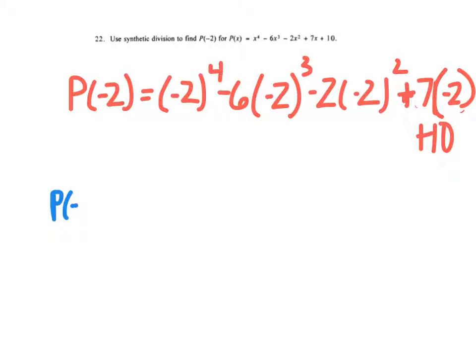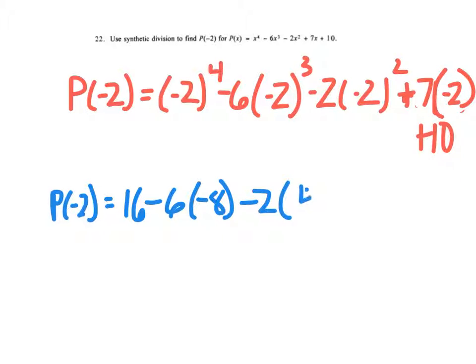We have p of negative 2 equals, if I do negative 2 to the fourth, I get 4. Just kidding. No, I did it wrong. I get 16. So I'd have 16 minus 6 times negative 2 cubed gives me negative 8. And then negative 2 to the power of 2 gives me a positive 4. So I'd have minus 2 times 4 minus 14 plus 10.